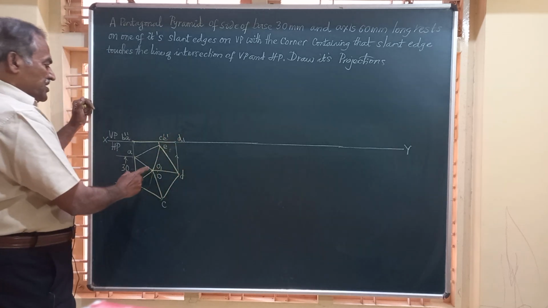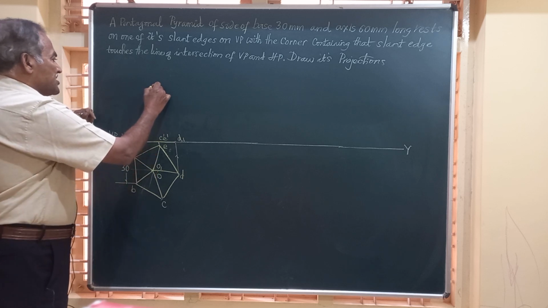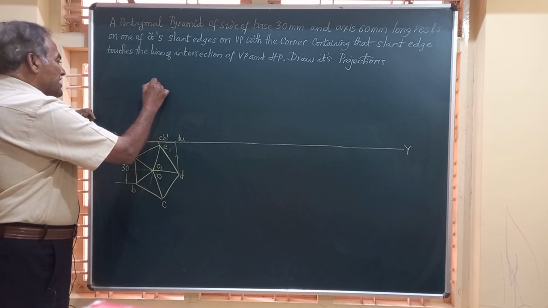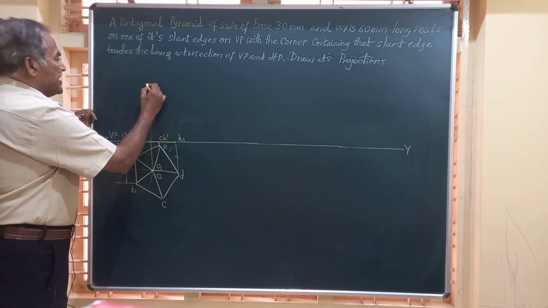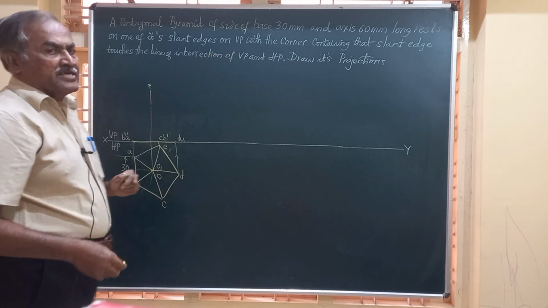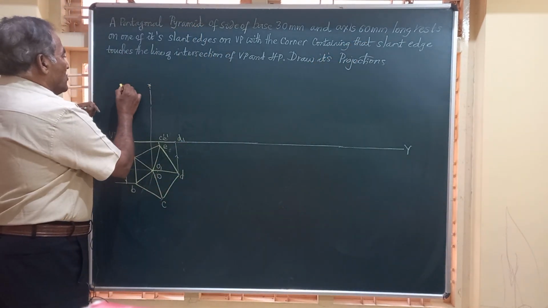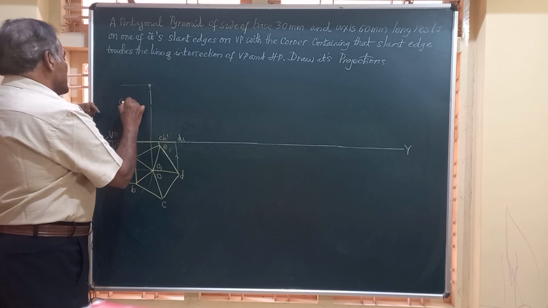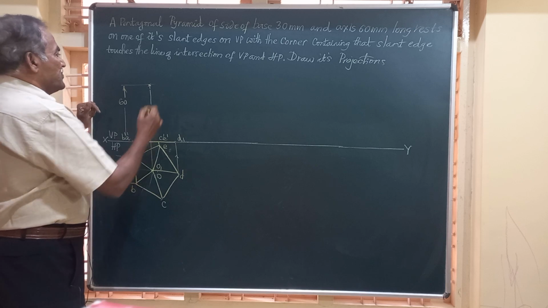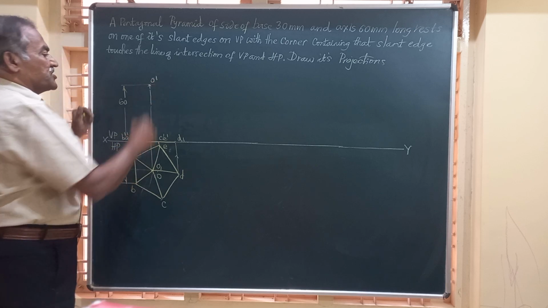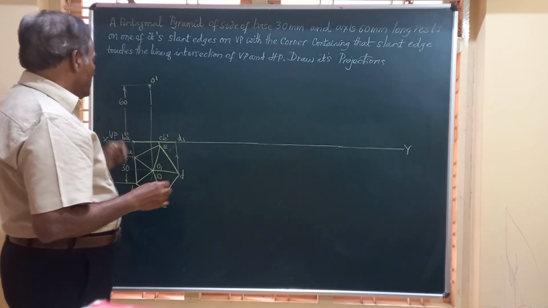So friends, we have the vertex here. From the vertex in the top view you draw a vertical line and mark on this line a height of 60 millimeter, given in the question as the height of the pyramid. So I'll just mark this distance as 60 mm. 60 millimeter is the height of the pyramid, and this is O dash. O dash represents the front view of the vertex.